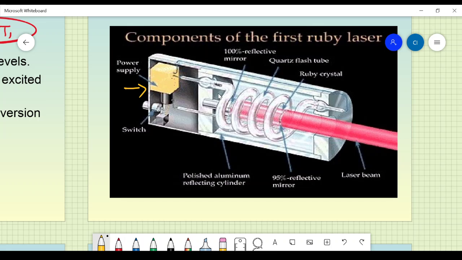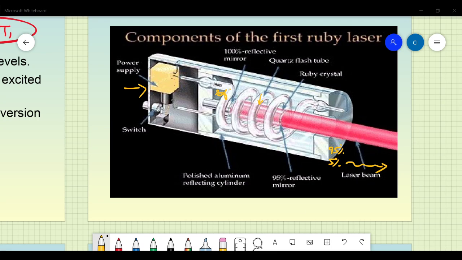And here you have a 100% reflective mirror, and on one side you have a mirror that is not fully reflective, 95%. That means it is allowing 5% of the light to pass through. Is it purposefully done there? So it is a polished aluminium reflecting cylinder, and then you have a 100% reflective mirror here, a quartz flash tube there, the light which is used for the pumping. Then you have this ruby crystal.